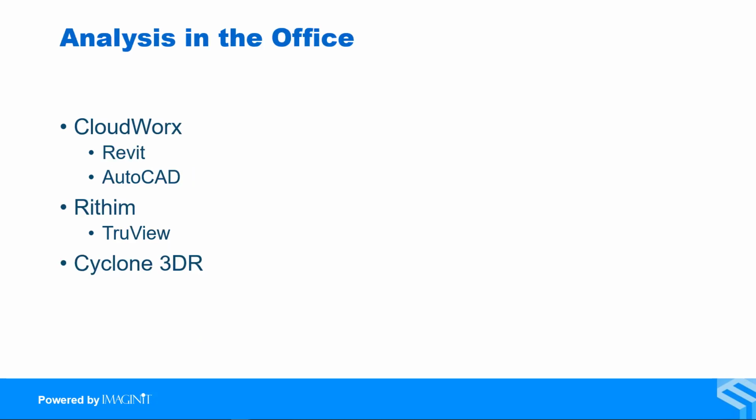To perform analysis in the office, we can use one of the following software packages. To begin, we can use CloudWorx for Revit or CloudWorx for Autocad. We can use Rithm powered by JetStream in the TrueView application. And then there's Cyclone 3DR. Each software has its own solution depending on what you're looking for.